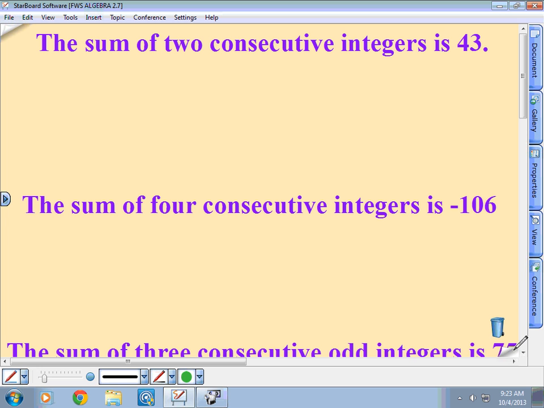What does this mean, the sum? Start out with the word sum. What does that mean? It means adding. That's all sum means. You see the word the sum, you write an addition sign. Now it wants 2 consecutive integers. What are 2 consecutive integers? Those are the 2 things we're adding. So what are we going to use for consecutive integers?